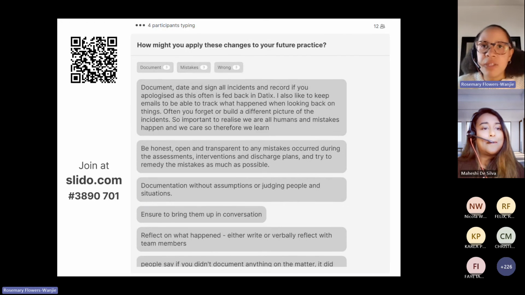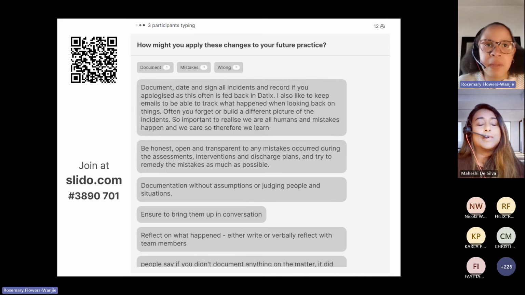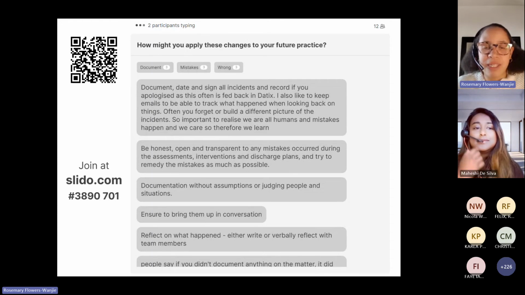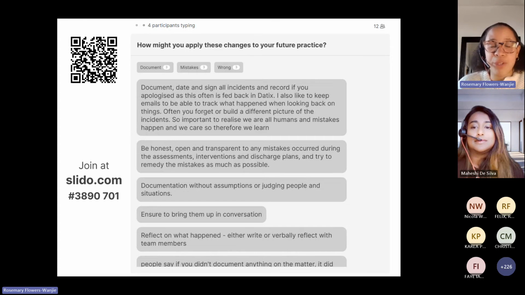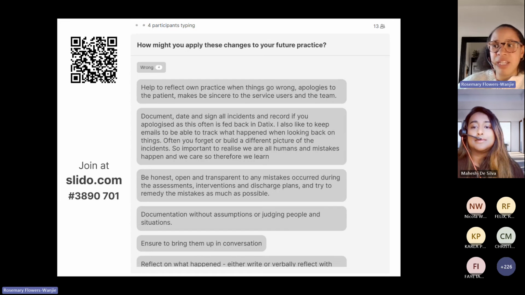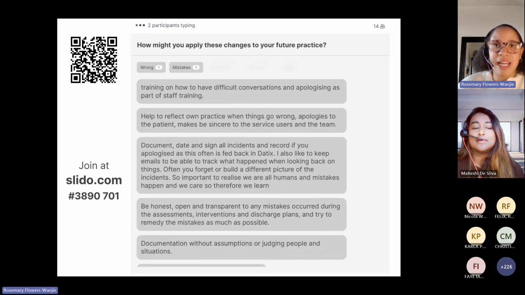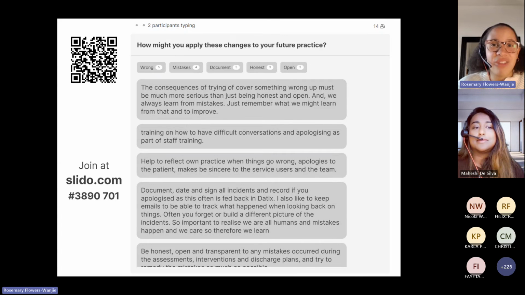Yeah, and I think this one is important as well. Someone's mentioned remedying the mistakes as much as possible. And I think that's such an important part of duty of candor. It's reflecting upon what has happened. It's not just about being honest and open, it's also an opportunity for you to reflect on what has gone wrong and the things that have led to that and what you can do to correct it as well. And then also that means that in future hopefully that thing won't go wrong again.